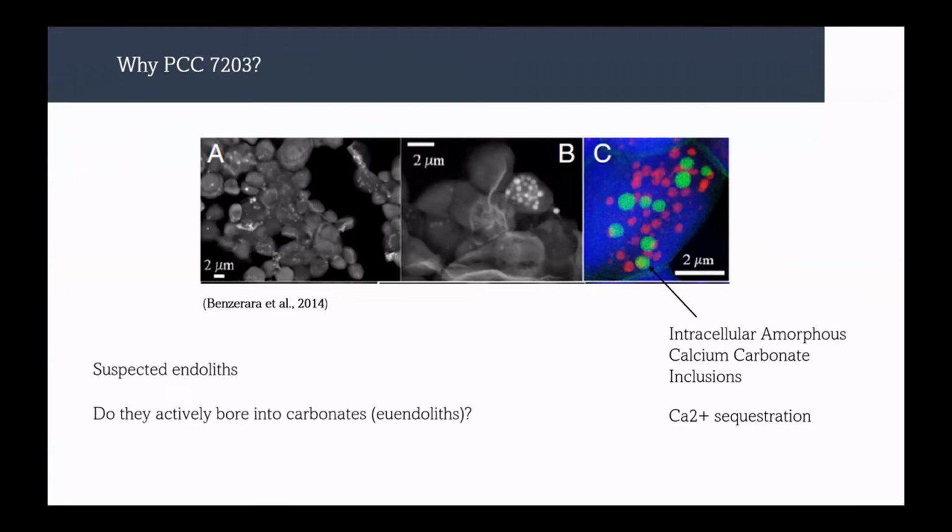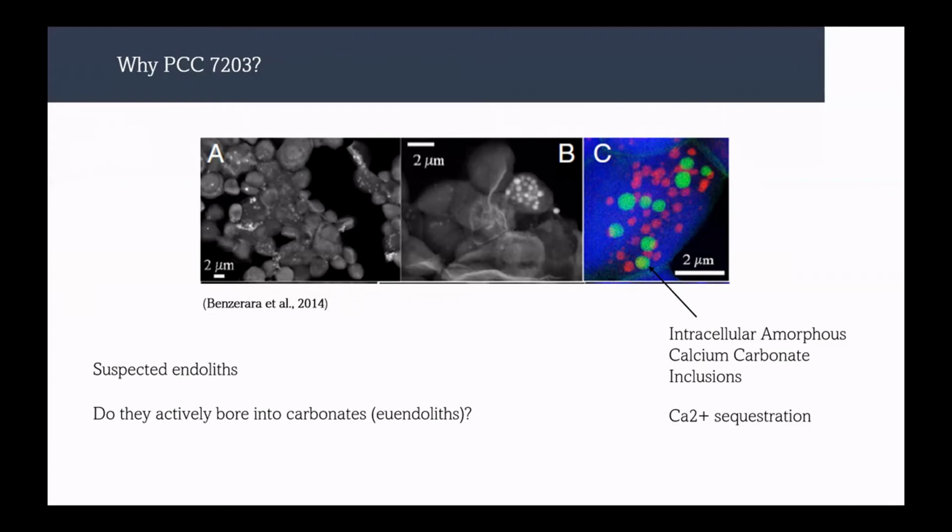And also, these are suspected to be endoliths. And so something that we may want to check is if they actually actively bore into carbonates, or they just live inside the holes and crevices that there are at the surface. So this is our first start, and we are currently doing some tests to check this hypothesis.